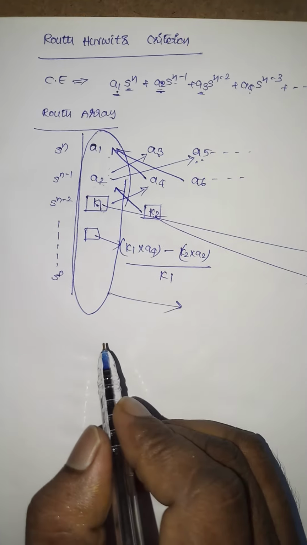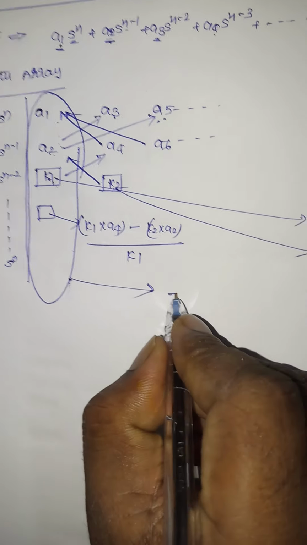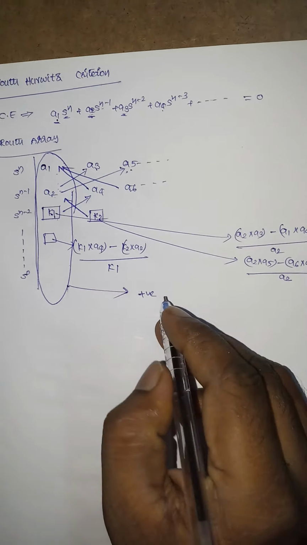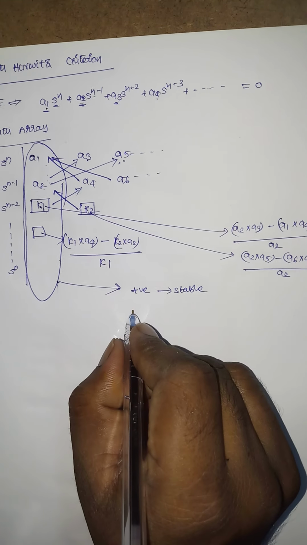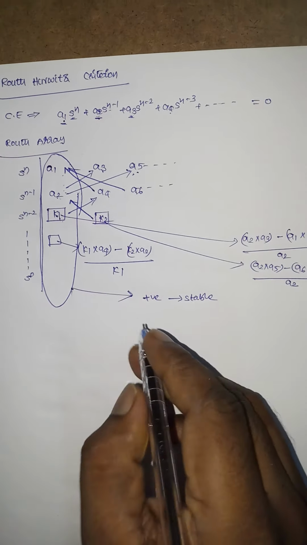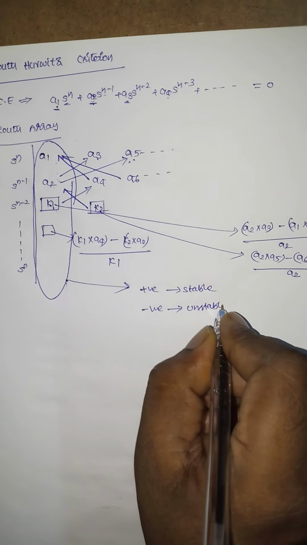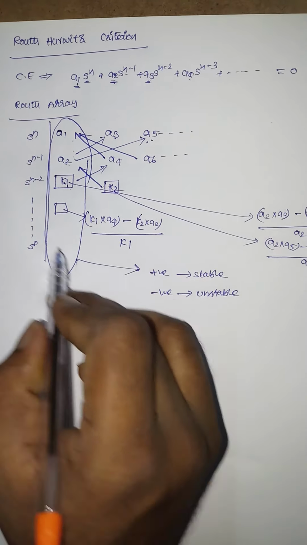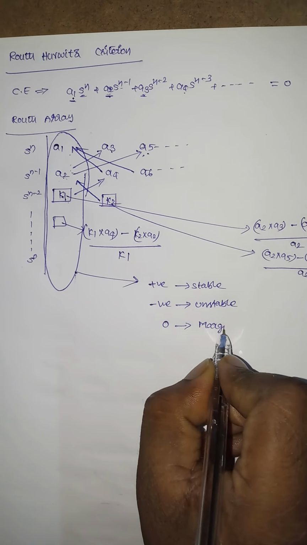Just now I already said that if all the values of the first column of the Routh array are positive, then the system is said to be a stable system. And if any value in the first column of the Routh array is negative, then the system is said to be unstable. If any row of this Routh array becomes 0, then the system is said to be marginally stable.